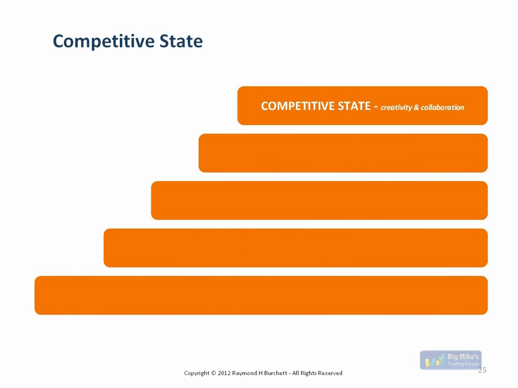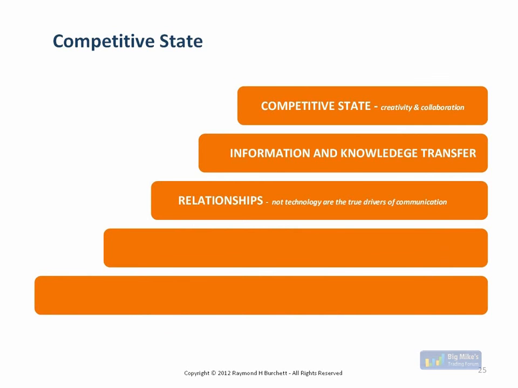Again, our objective: we want to optimize competitive state. We do that by having the greatest awareness to best anticipate and respond to opportunity and adversity. Information and knowledge transfer makes that happen. In relationships, and guys, this is huge, relationships, not technology, are the truest drivers of information and knowledge transfer, the truest drivers of communication, period.